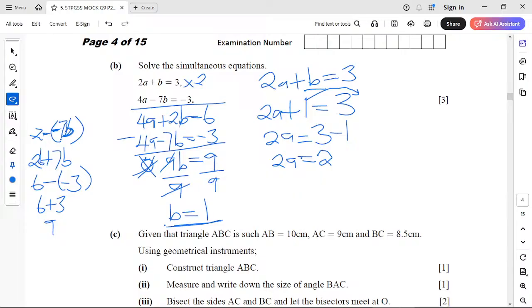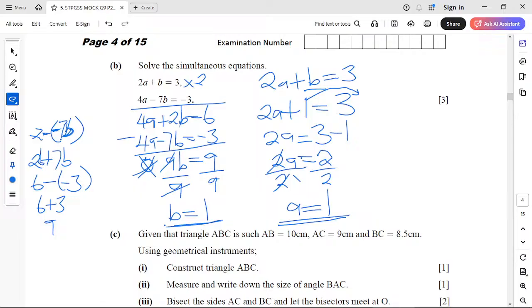So now to find the value of a, we divide both sides by 2. This 2 and this 2 cancel each other out, leaving us with a, which is equal to 2 divided by 2, which gives us 1. And this is the final answer. That is the value of a. Okay, a is equal to 1 and b is equal to 1.